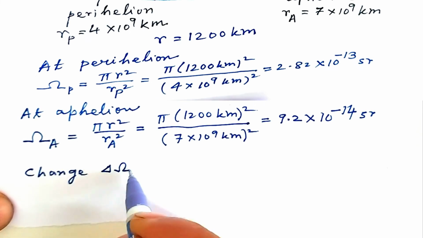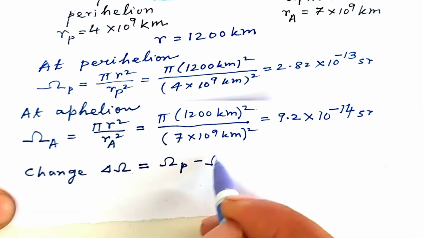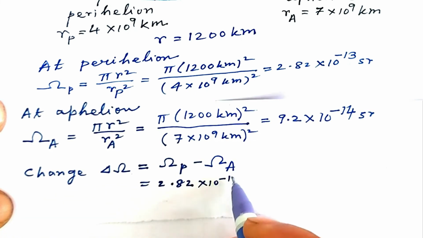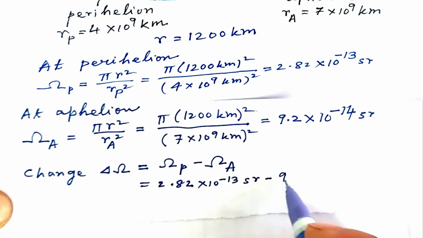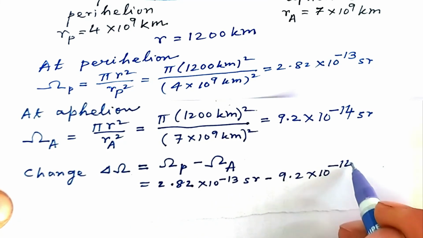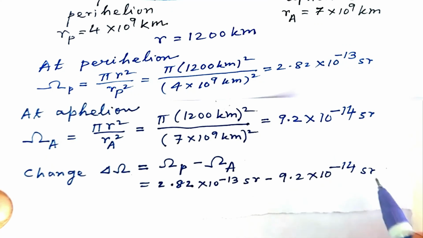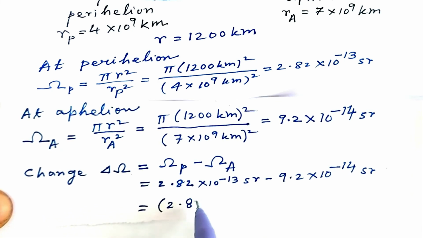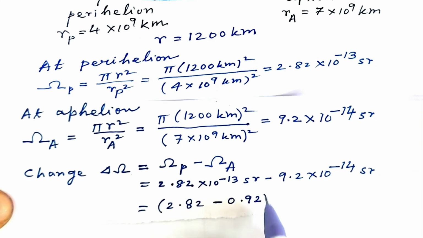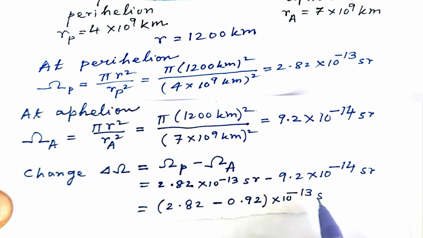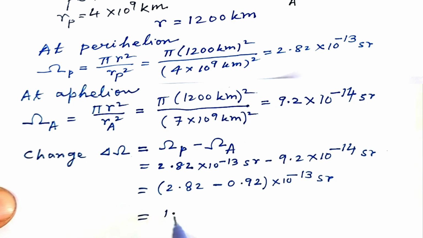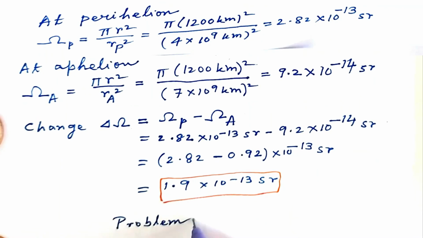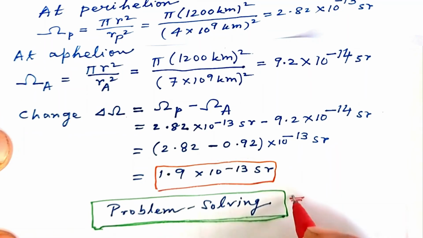Change in solid angle is delta omega, which is omega p minus omega A, equal to 2.82 into 10 to the power minus 13 steradian minus 9.2 into 10 to the power minus 14 steradian. Take 10 to the power minus 13 common to get this to be equal to 2.82 minus 0.92 into 10 to the power minus 13. This is 1.9 into 10 to the power minus 13 steradian. We shall do some more problem solving in the next lecture 4.